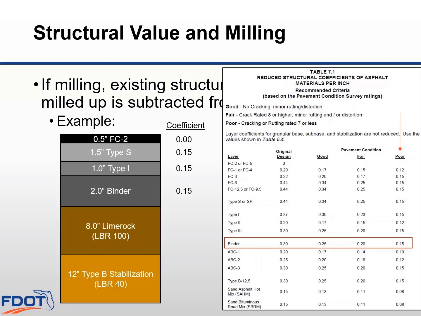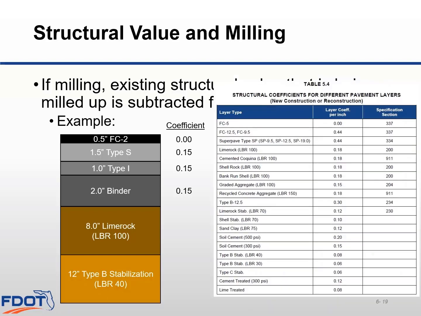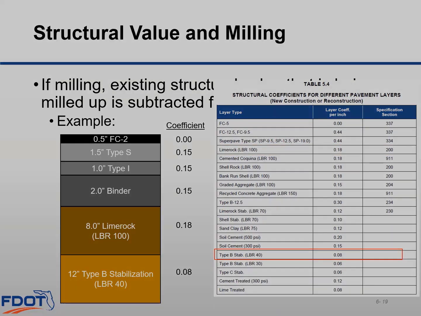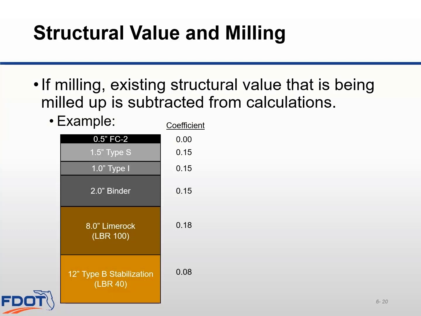Our next layers are the lime rock base and the stabilization, which we previously said are assumed to remain in sound structural condition, and so we need to look at Table 5.4 to get these structural coefficients, since we do not need to reduce them. So here we see that our lime rock base has a coefficient of 0.18, and our stabilization has a coefficient of 0.08.